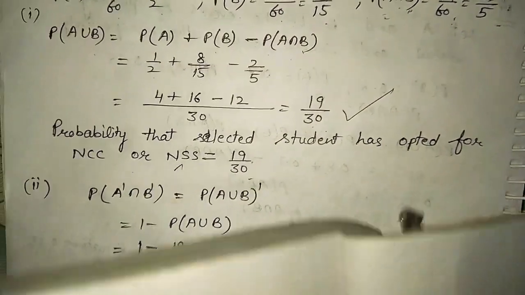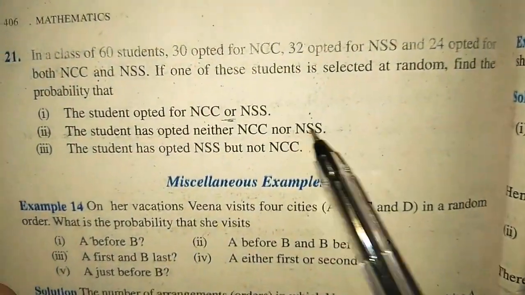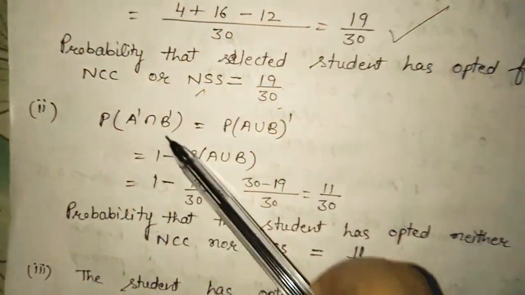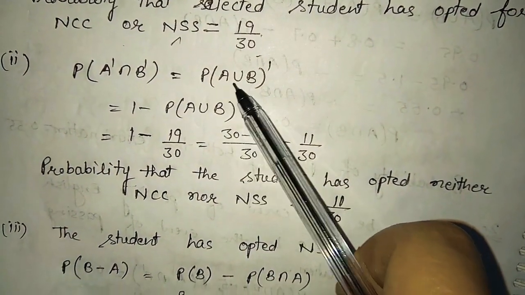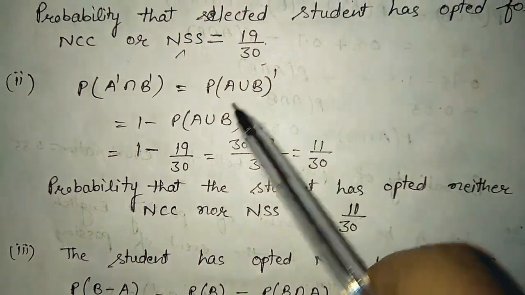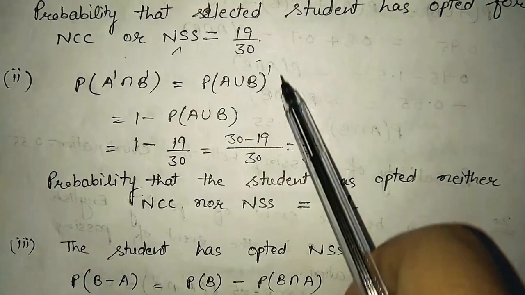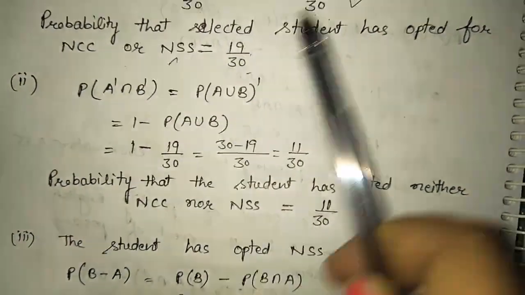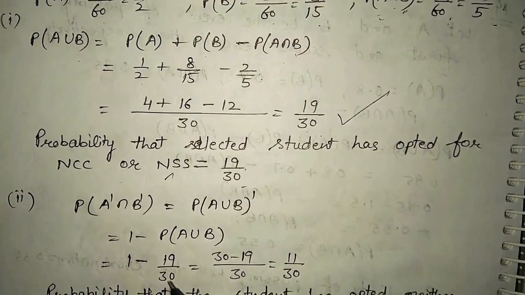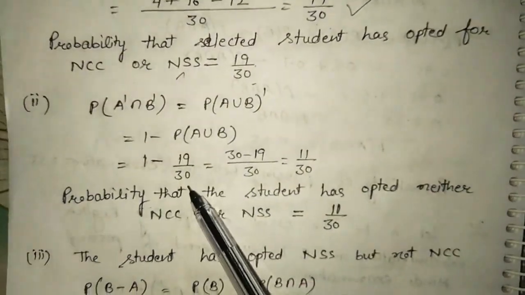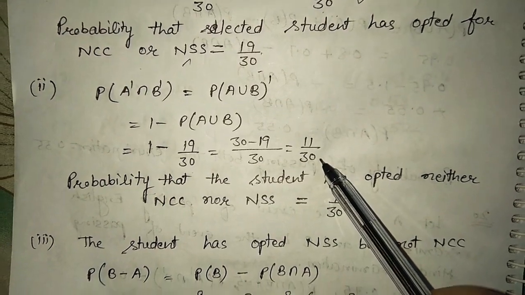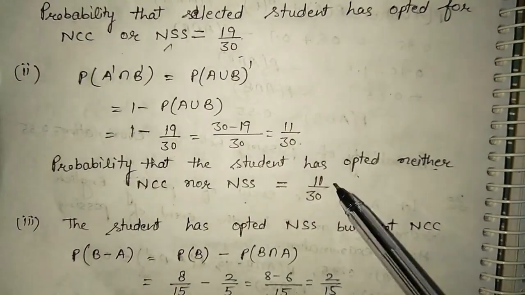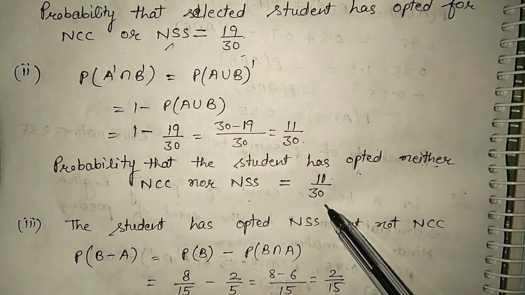Okay. Now second part. Neither NCC nor NSS. It means A complement intersection B complement. A complement intersection B complement means P((A union B) whole complement). So what is that? 1 minus P(A union B). So what is P(A union B)? We have found in the last case 19 upon 30. So what is 1 minus 19 upon 30? It is 11 by 30. So the probability that the student has opted neither NCC nor NSS is 11 upon 30.